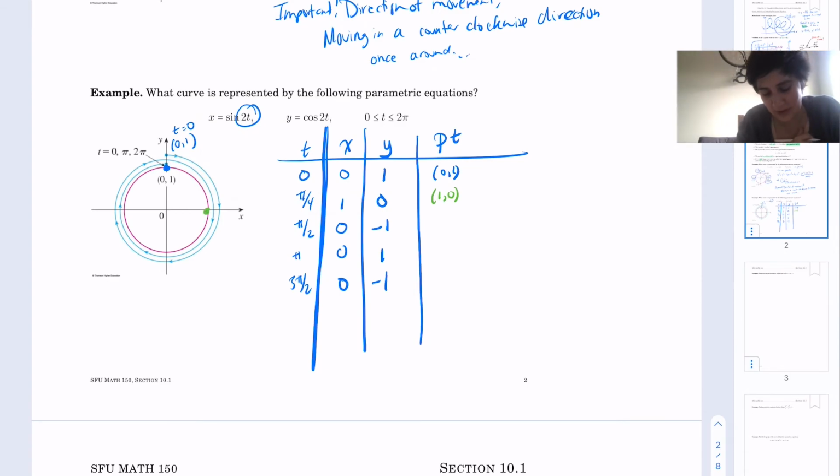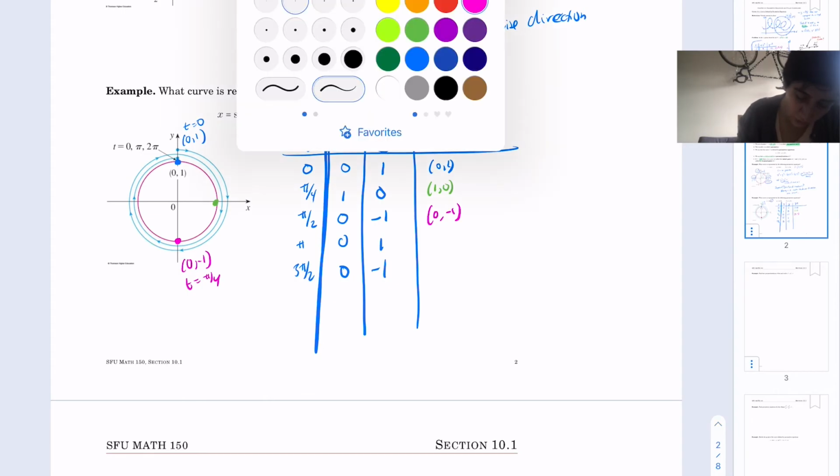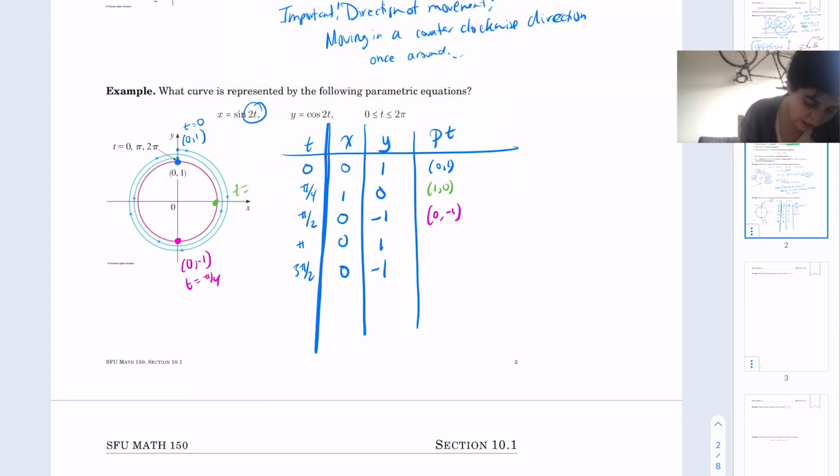Then I hit the point 1, 0. At pi over 2, I'm at 0, negative 1. So here I am way down here. This is 0, negative 1 at t equals pi over 2. I loop back around and I get the point 0, 1. That's on top of this one here. This is t equals pi.